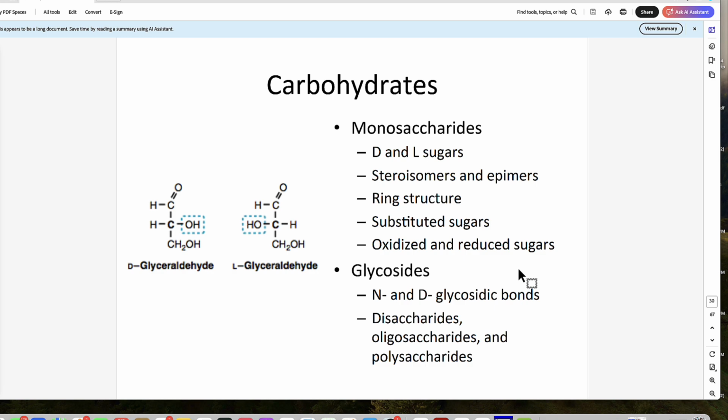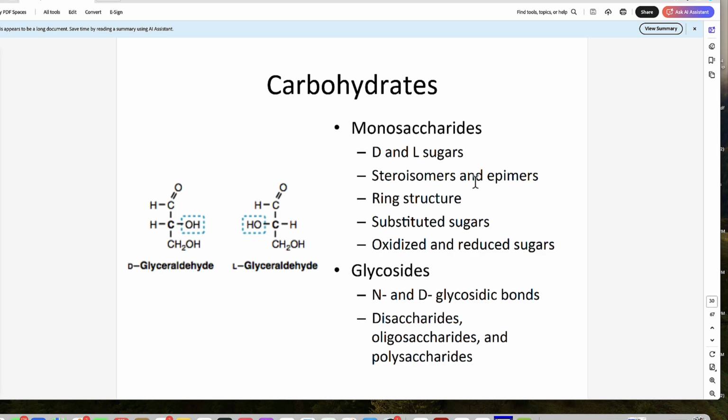Examples: aldose and ketose. If the carbonyl group is an aldehyde, the sugar is an aldose. If the carbonyl group is a ketone, the sugar is a ketose. So here you have a D and an L sugar. The D and the L sugars denote the location of the hydroxyl group on the left or the right side of the carbon backbone.